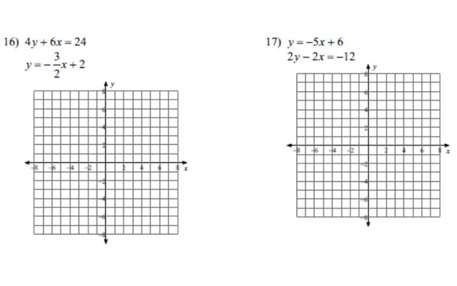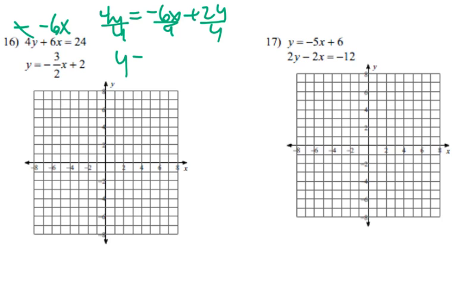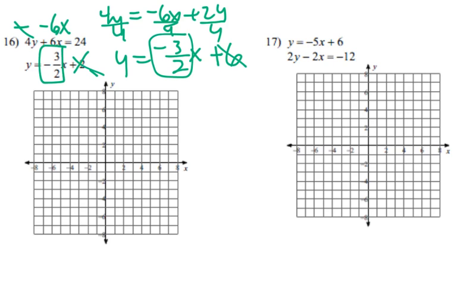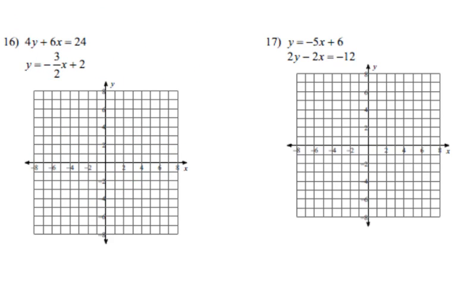Alright, last two. So subtract 6x, not 4y, right? So we get 4y equals negative 6x plus 24. Divide by 4. We get y equals negative 3/2 x, since 6 over 4 would be 3/2. 24 over 4 would be plus 6. Notice, same slope, different y-intercepts. Key into the fact that these are parallel, so there's no solution. So do not worry about dealing with them anymore. Okay? And the last problem here.